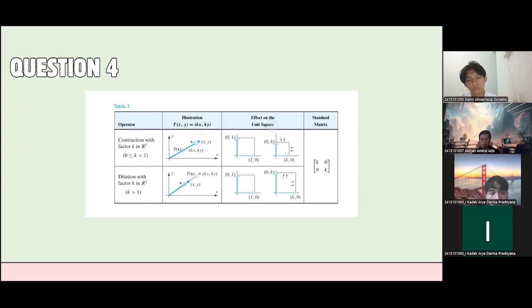This is the vector in 2-dimensional space. These two vectors are the same as the standard matrix. Okay, next page, please.